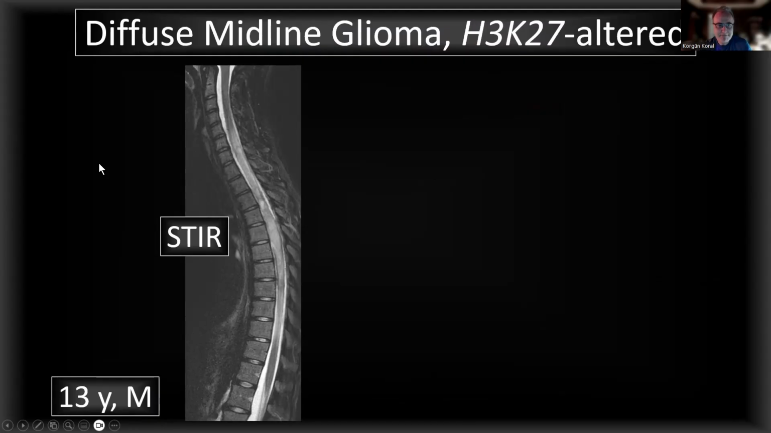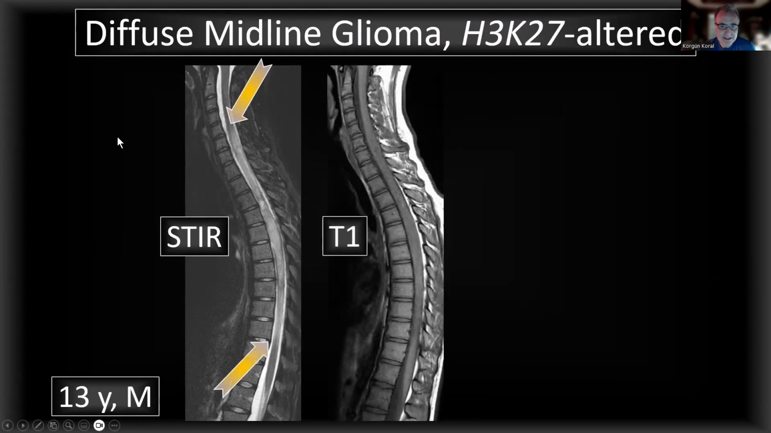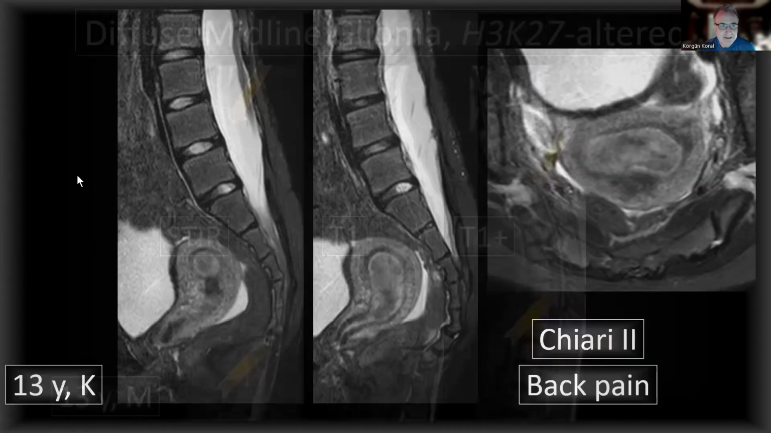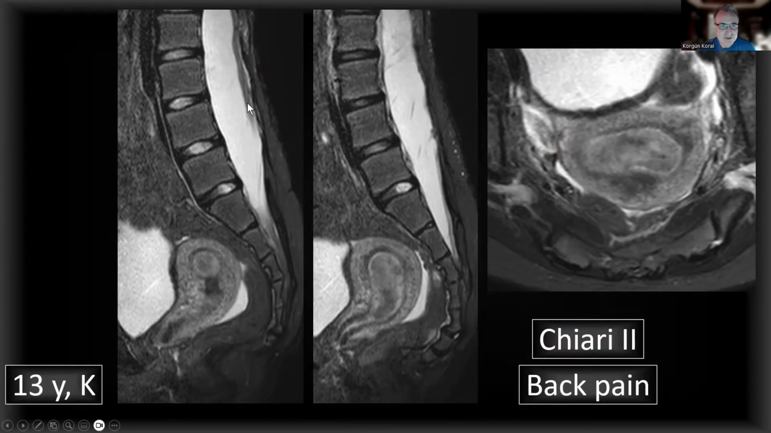This is a recent case. A 13-year-old whose presenting symptom was back pain. There's extensive edema involving the spinal cord. And on pre-contrast and post-contrast images, we see edema and also a long segment enhancement within the mid-thoracic spinal cord. This child underwent a biopsy and was diagnosed with a diffuse midline glioma, H3 K27 altered, unfortunately. So not all back pain is due to spinal causes.